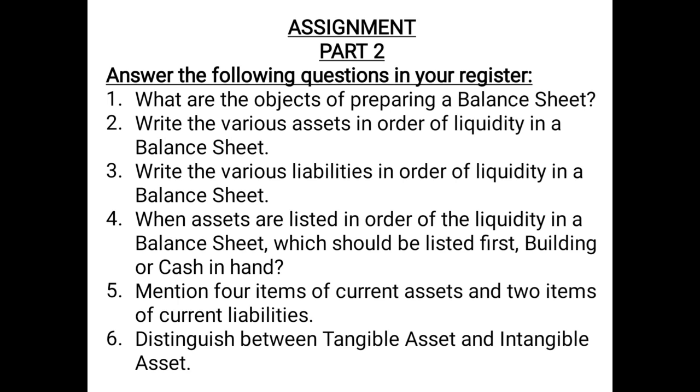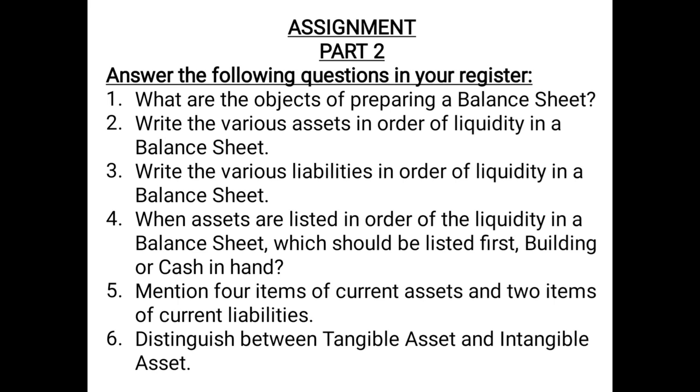And then 2 items of current liabilities, you can choose among bank overdraft, bills payable, pre-received income, outstanding expenses, sundry creditors, etc. Then question number 5, distinguish between tangible asset and intangible asset. You can write any 2 differences. We have discussed 4, you need to write any 2.